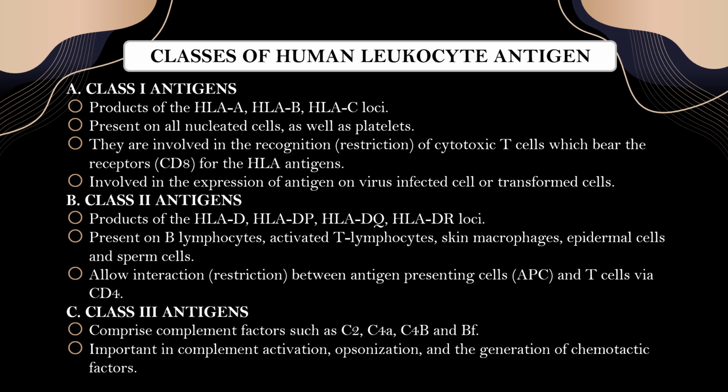And lastly, your class 3 human leukocyte antigens are actually involved with the complement cascade, specifically in complement activation, opsonization, and the generation of your chemotactic factors. And the complement factors involved are your C2, C4A, and C4B, and also your BF, also known as properdin factor B.